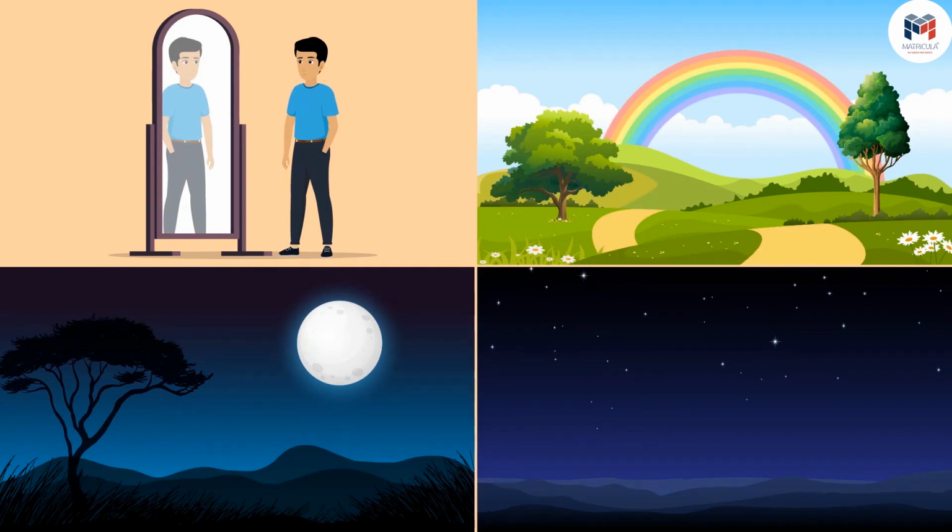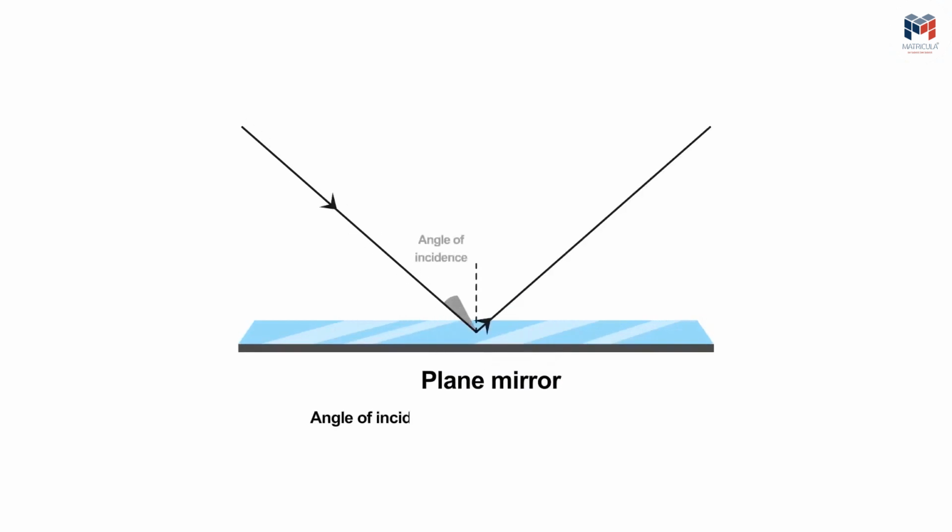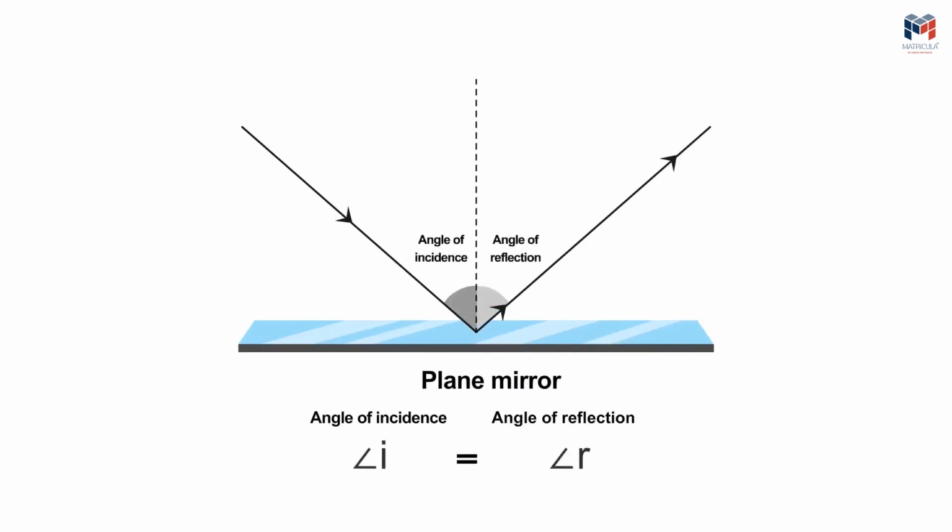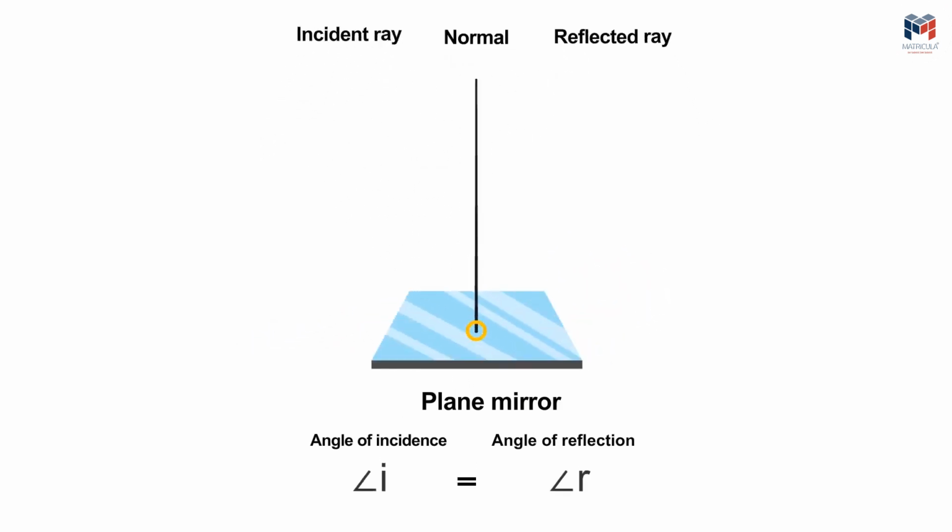We have already read in our 7th and 8th grade about the nature of light and how light rays travel and form images on plane mirrors. Let's recall the laws of reflection. Number 1. The angle of incidence is always equal to the angle of reflection. Number 2. The incident ray, the normal to the mirror at the point of incidence, and the reflected ray all lie in the same plane.